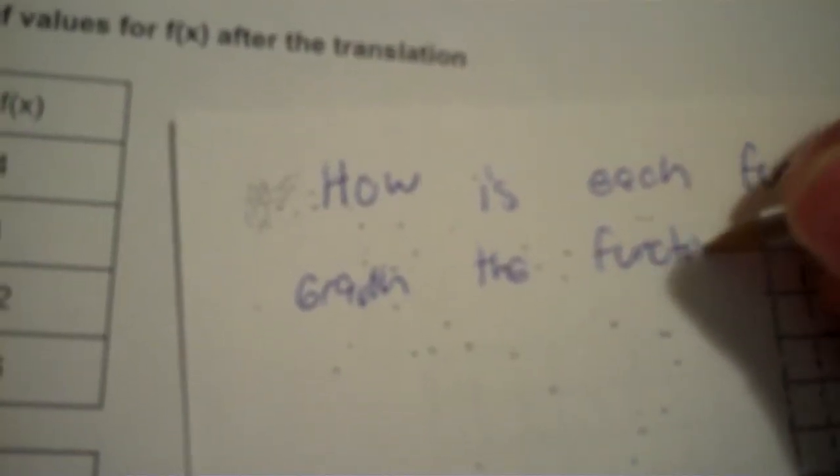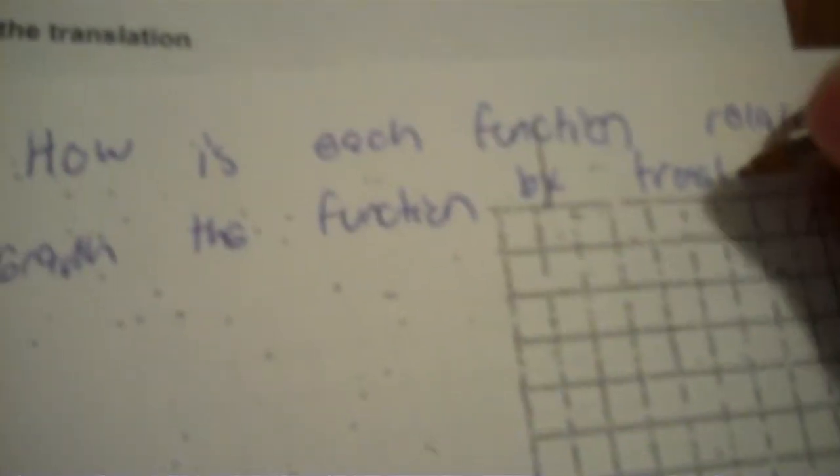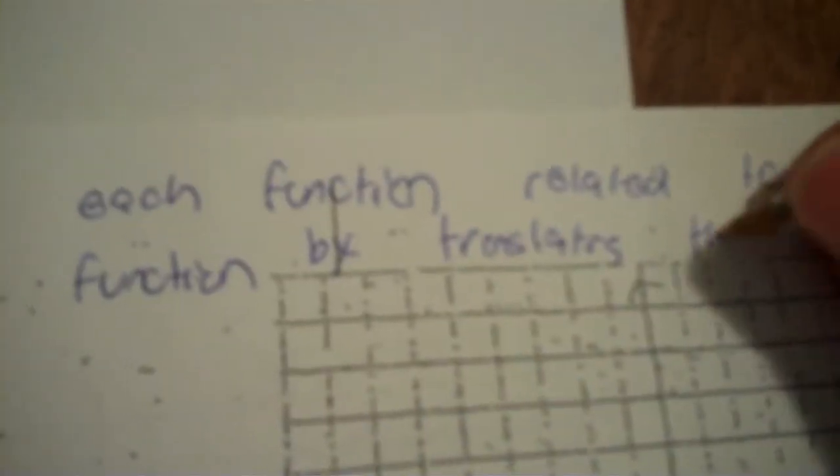How is each function related to y equals x? Graph the function by translating the parent function.